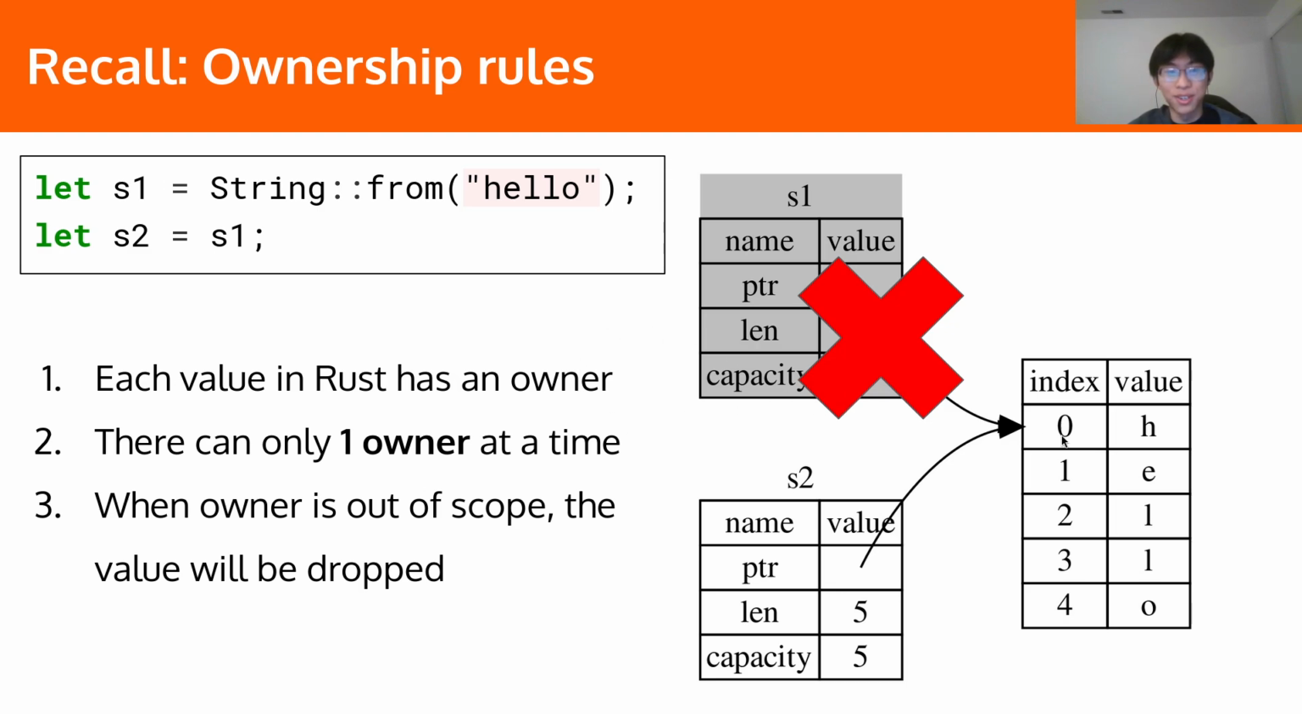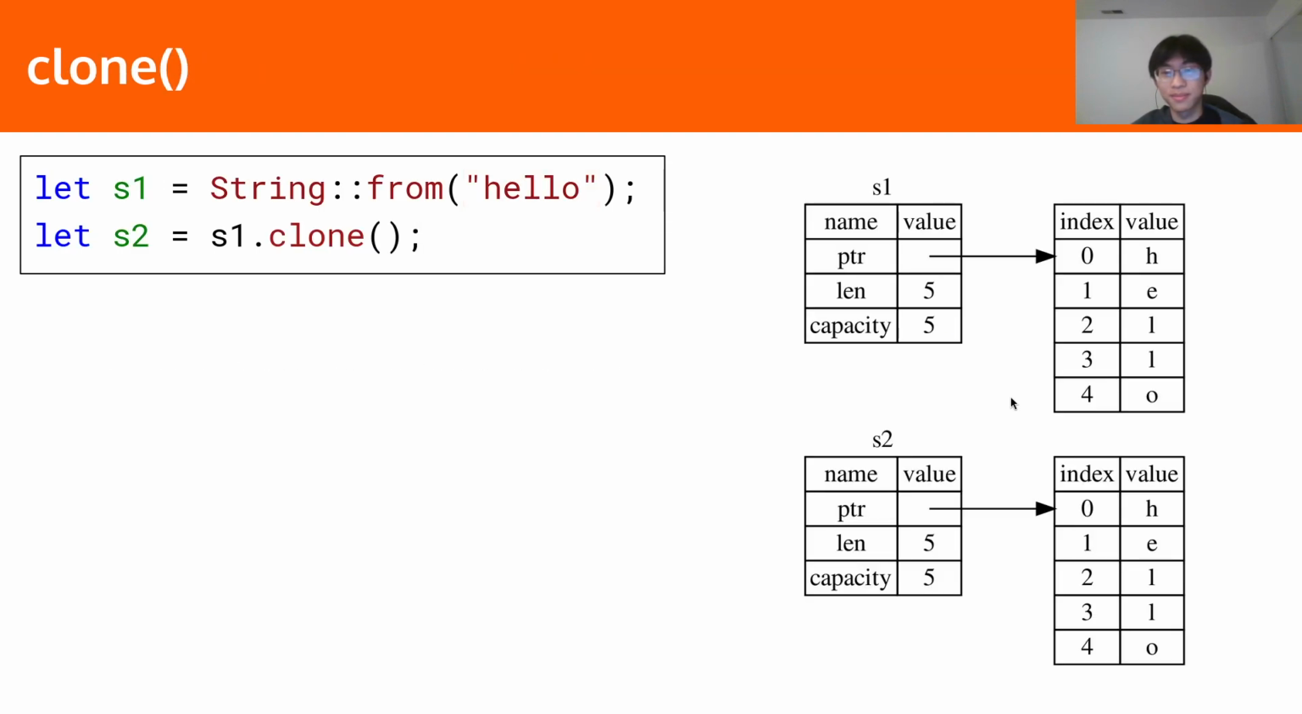Each value in Rust has an owner. So here this value is going to be this string hello on the heap. There can only be one owner at a time. So when we assign S1 to S2, we have to say S1 needs to give up its ownership and give it to S2. And then when the owner is out of scope, the value will be dropped. So now here, S2 is the one owning this data. Once S2 goes out of scope, the value will be dropped. This means that S1 is no longer valid.